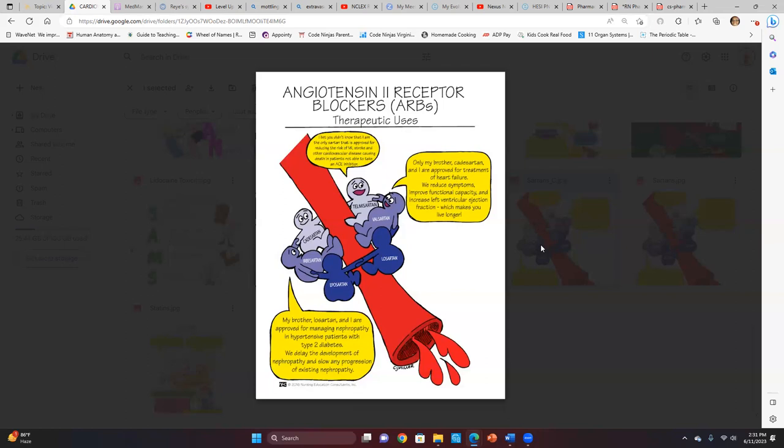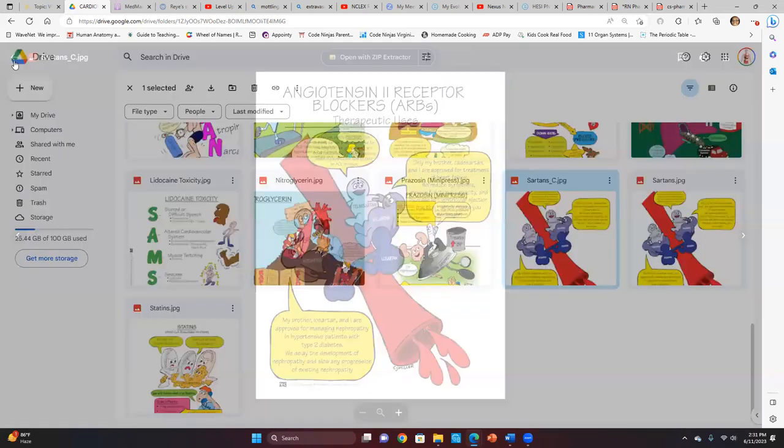ARBs may raise the potassium levels. So we should also teach the patient to take it at bedtime to better control their blood pressure, and they should avoid grapefruit juice when they're taking losartan. So if you see a question and it says, oh, the patient is on losartan, what should they take the medication with? Not grapefruit juice. Take it with a glass of water. Okay? Take it with a glass of water.